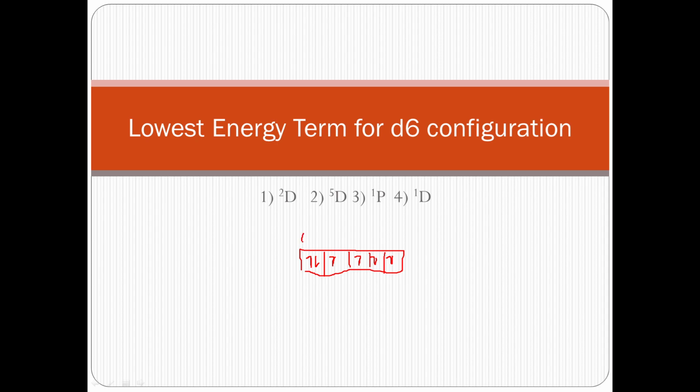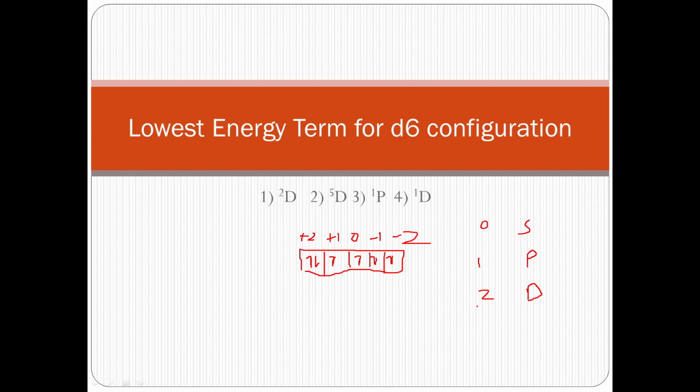And the orbital angular momentum for this orbital is +2, then we have +1, we have 0, -1 and -2, right? Now the 5 electrons in all these orbitals will cancel out the orbital angular momentum, and one extra electron is there in this orbital which has +2 orbital angular momentum. And like I told you, for 0 the term is S, for +1 it is P, and for 2 it is D, right? And for 3 it's F, and so on and so forth.